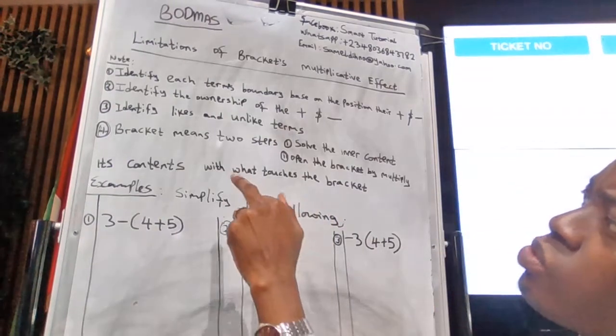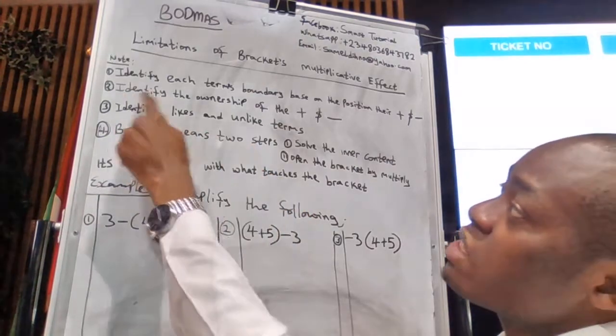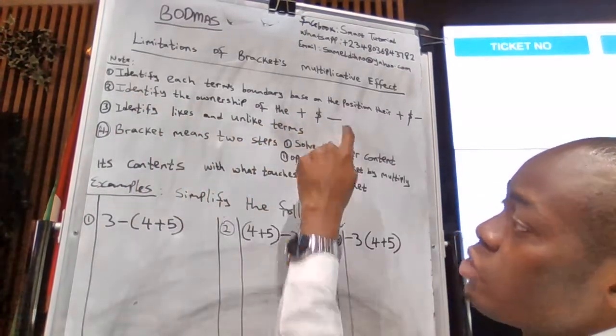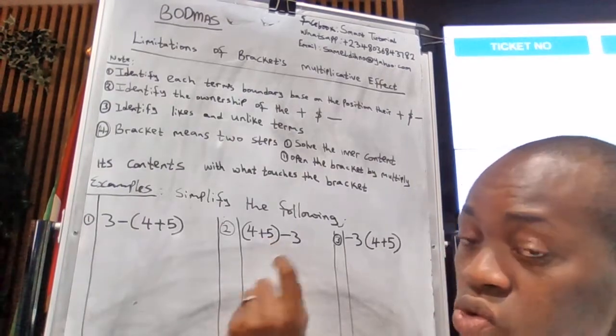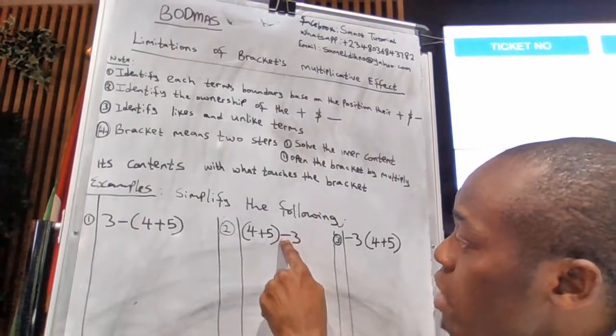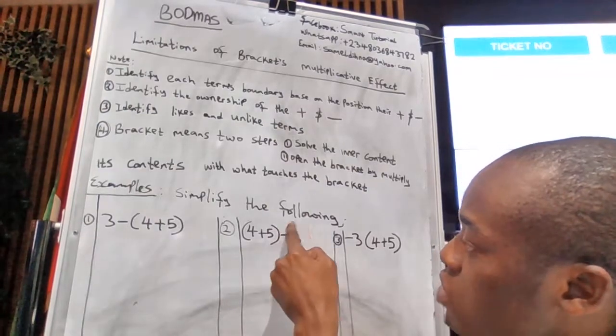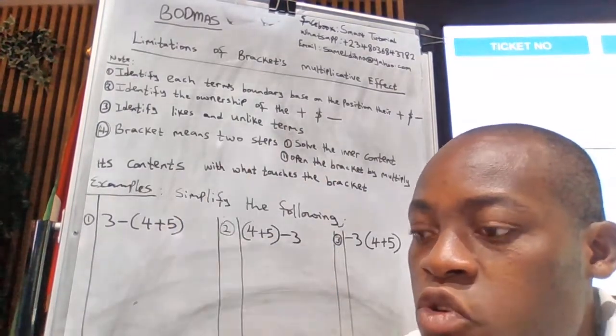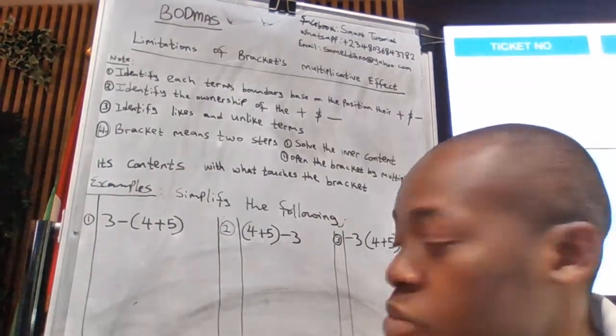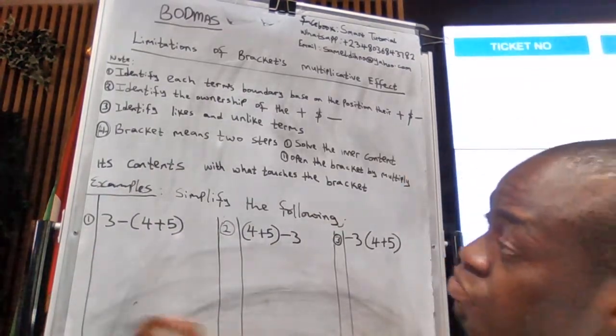And also you must be able to identify the ownership of the plus and minus. When you identify the ownership of the plus and minus, then you know a complete term. Look at this, minus 3. The minus is for this 3. That is, anything in front of you, you own it. That is what happens in mathematics.